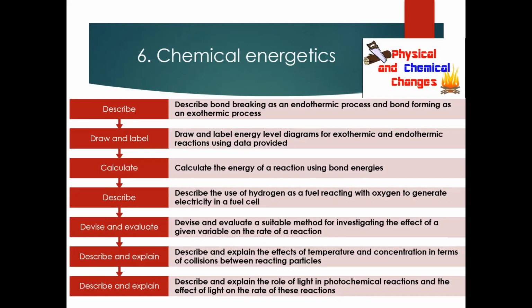Describe the use of hydrogen as a fuel reacting with oxygen to generate electricity in a fuel cell. Devise and evaluate a suitable method for investigating the effect of a given variable on the rate of a reaction. Describe and explain the effects of temperature and concentration in terms of collisions between reacting particles. Describe and explain the role of light in photochemical reactions and the effect of light on the rate of these reactions.